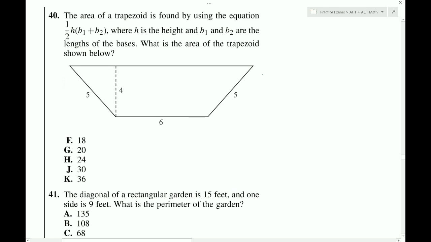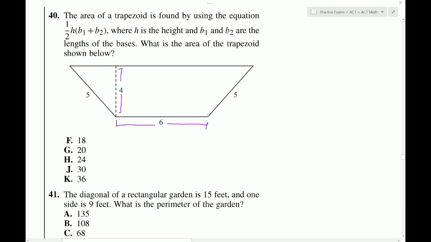The area of the trapezoid is found by using this equation. What is the area of the trapezoid shown below? Okay, so we need to know each base and then the height. So fortunately we already know the height, and we already know one of the bases. We just need the other one.